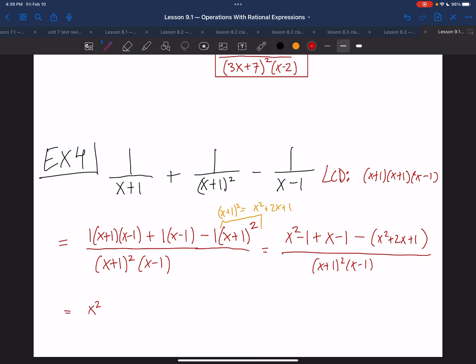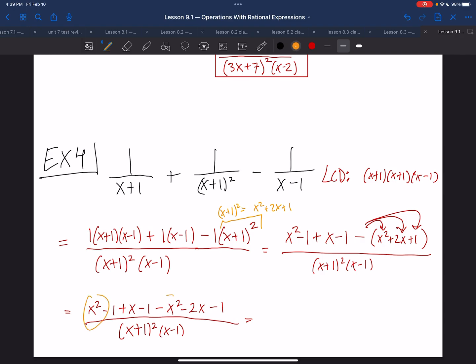x squared minus 1 plus x minus 1. Distribute your negative here to all 3 terms. Minus x squared minus 2x minus 1, all over that common denominator. And now just combine. So I see that x squared and negative x squared cancel. And then I see I got a negative 1, a negative 1, and a negative 1. Okay, so I know that's a negative 3 if I put all those together.